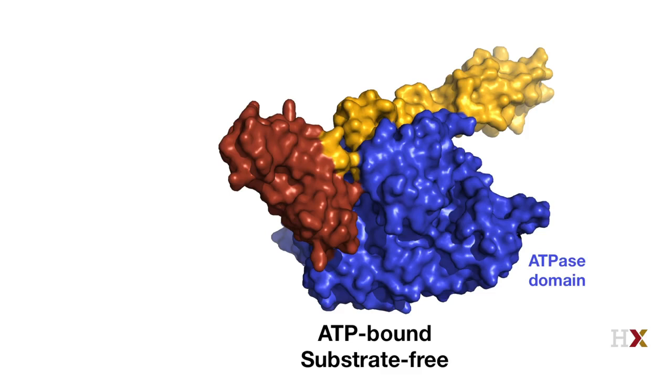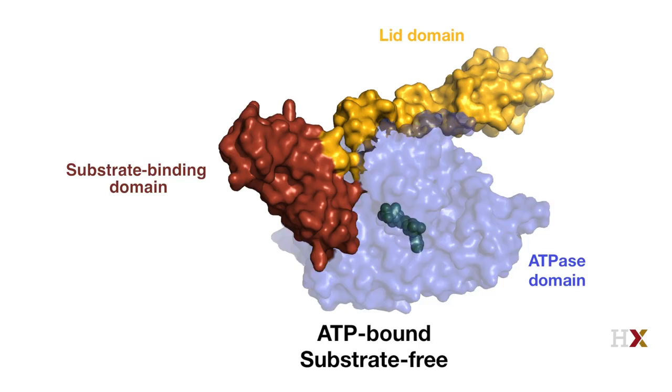Here is HSP70 in its ATP-bound substrate-free state. It has an ATPase domain that's shown in blue and a substrate binding domain that's shown in red with a yellow lid domain. Now with a transparent ATPase domain surface, you can see that the ATP is actually quite deeply buried at the center of the molecule, at the center of this ATPase domain.